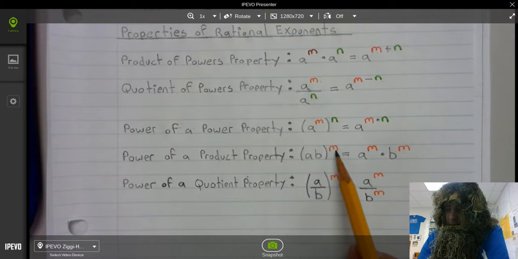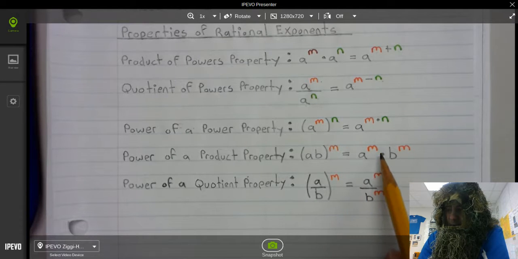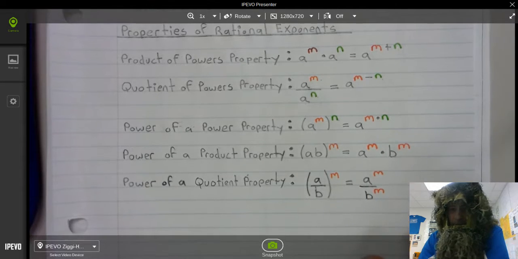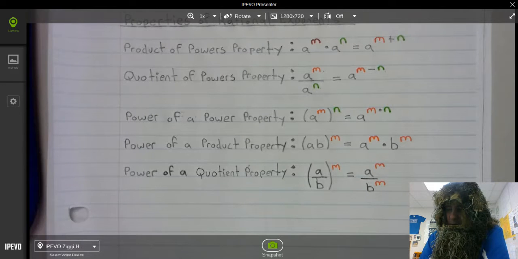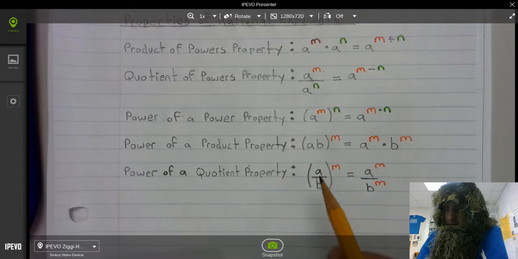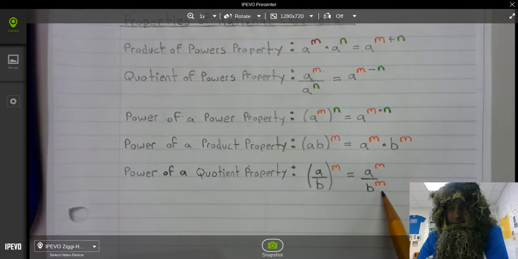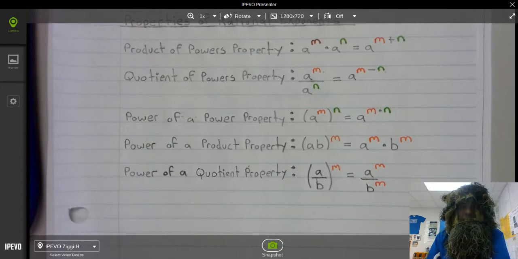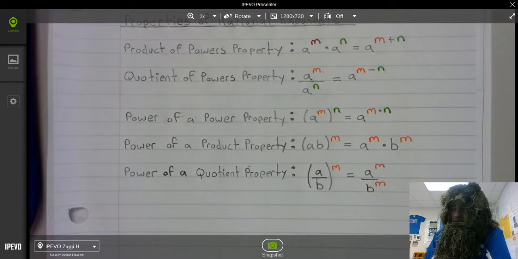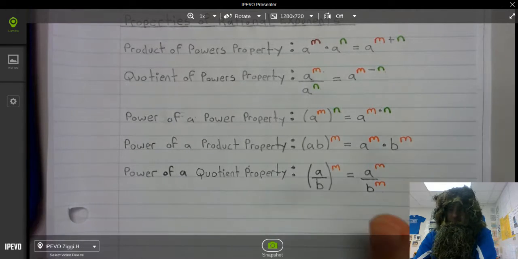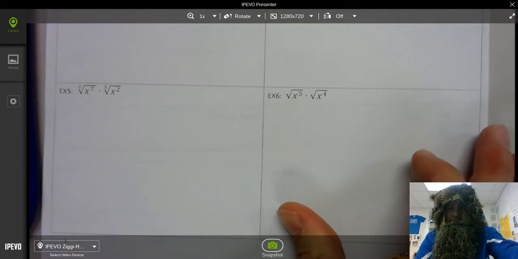And then the power of product property. So if you have ab to the nth power, that's equivalent to a to the nth power times b to the nth power. And then you have the power of a quotient property. So if you have a divided by b to the nth power, that's equivalent to a to the nth divided by b to the nth power. All right, so if you would take some time to update your notes. All right, now that your notes are updated, let's take a look at the examples.